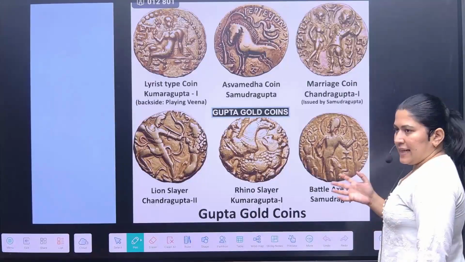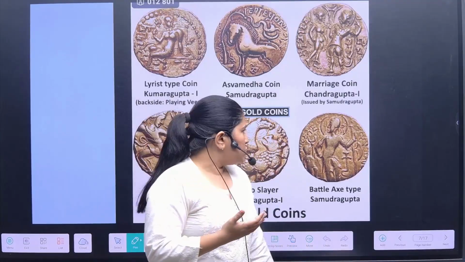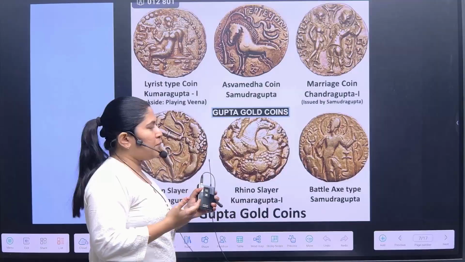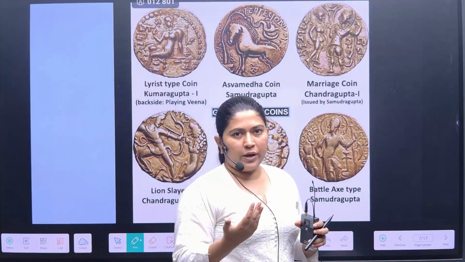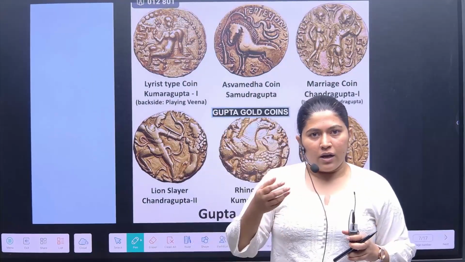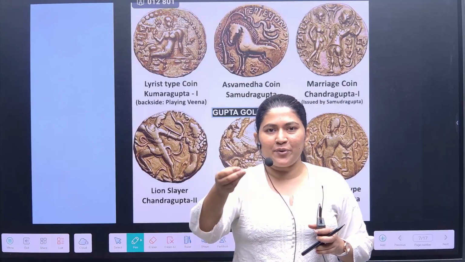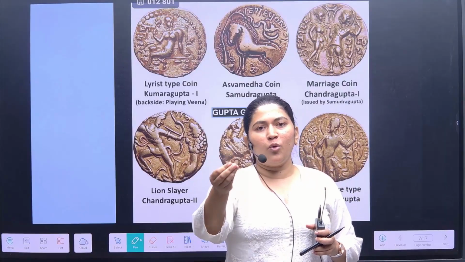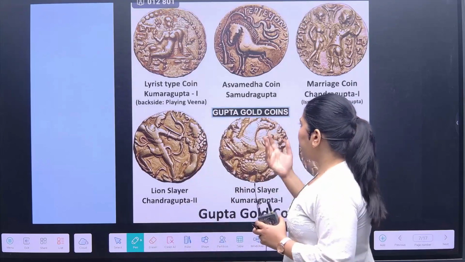So, as I told you, the Gupta period is also known as the golden age of India. You can see that for the first time, during the Gupta period, gold coins were used. Now imagine you are buying something in the market and paying with a gold coin. Just imagine the prosperity of India during those times. So this was the prosperity during the Gupta period.